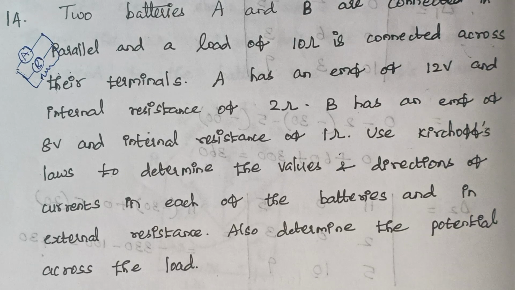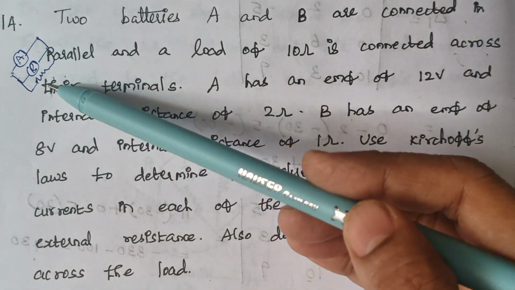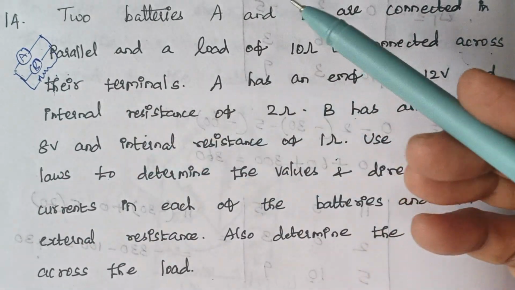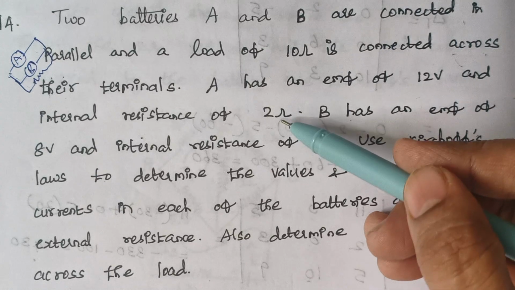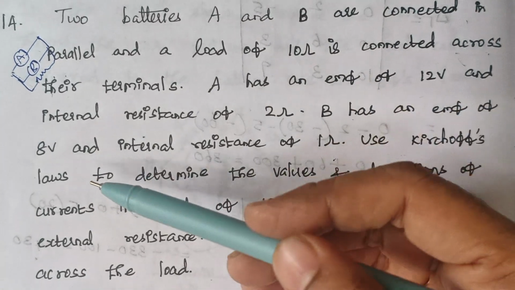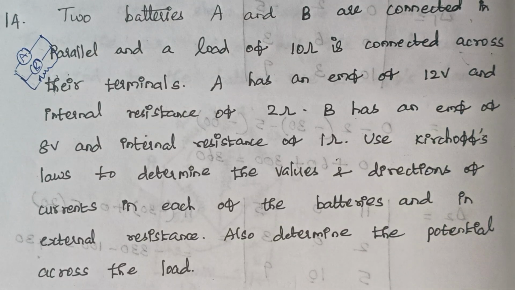Here no diagram is given for this problem. So here I had drawn the simplified circuit. Now we are going to draw the diagram in detail because you see A has 12 volt and resistance of 2 ohms and B has 8 volt and resistance of 1 ohm. So we have to draw accordingly.